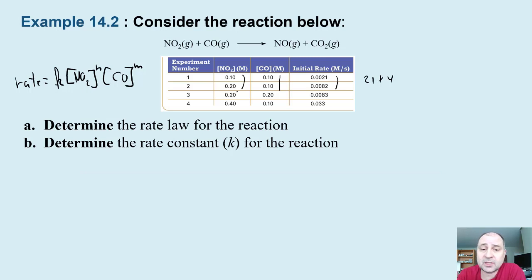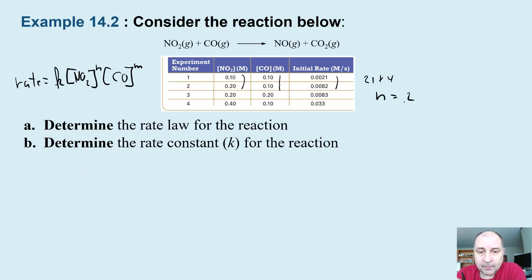And so the only reason we can now argue that n is going to be equal to 2 is because we kept the carbon monoxide constant, right? So we know that the quadrupling has nothing to do with the concentration of CO, which we kept constant. So this is the kind of thing you want to look at on a data table: 2 points where you kept the concentration constant.